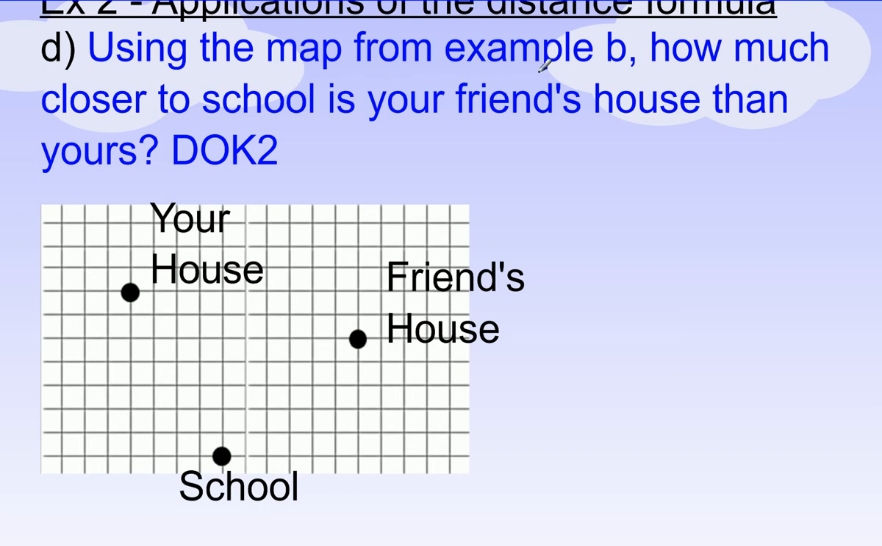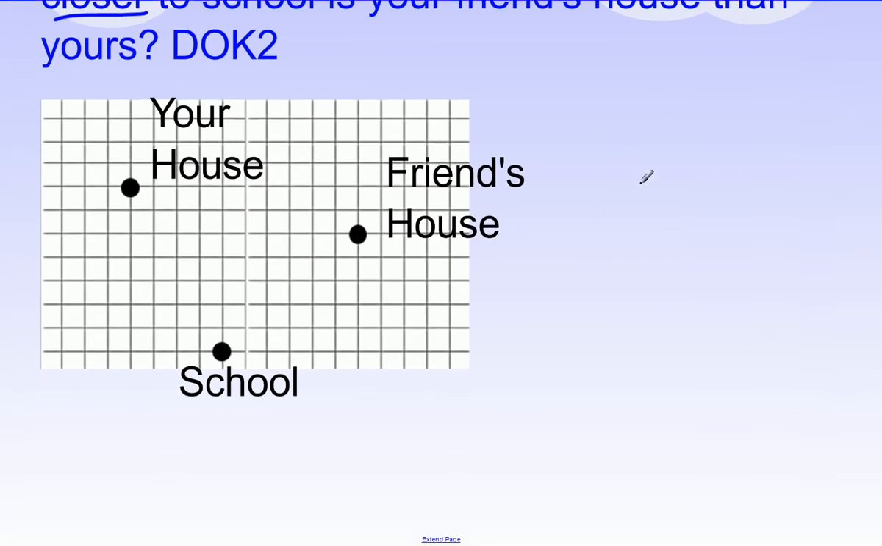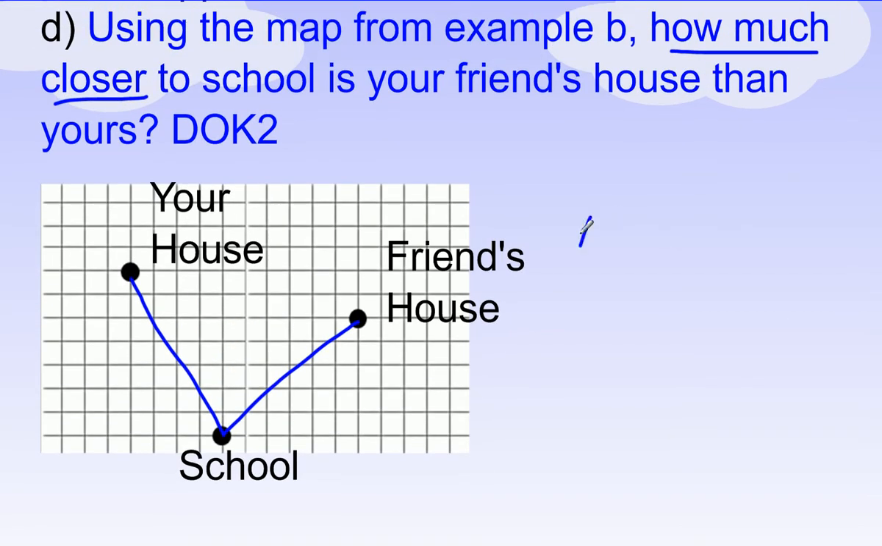Alright, so we're trying to find how much closer. That is a difference. That is a subtraction. So what we need to do this subtraction is we need to know the distance from your friend's house to the school, and we need to know the distance from your house to the school, and then we're going to subtract them. So friend to school minus your house to school equals the answer we want. Alright, so now we have our goal.